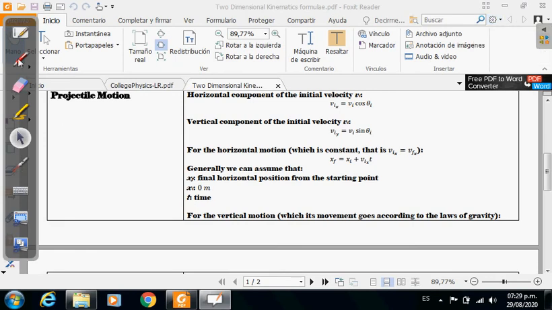Okay, first formula. Horizontal motion. We have the final position in x, which is 100 meters. We have the initial horizontal position, which is 0 meters. We considered the base of the building as 0. We don't have the initial horizontal velocity, and we don't have the time. So this formula won't work for us.